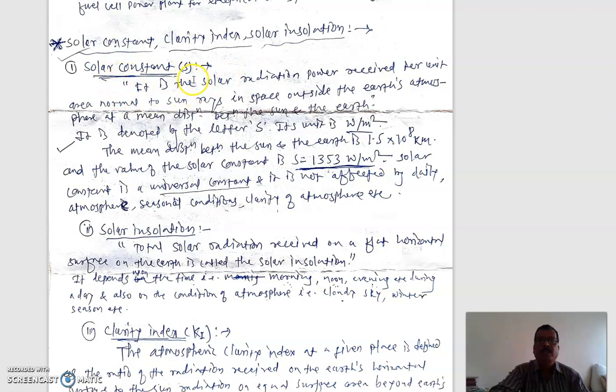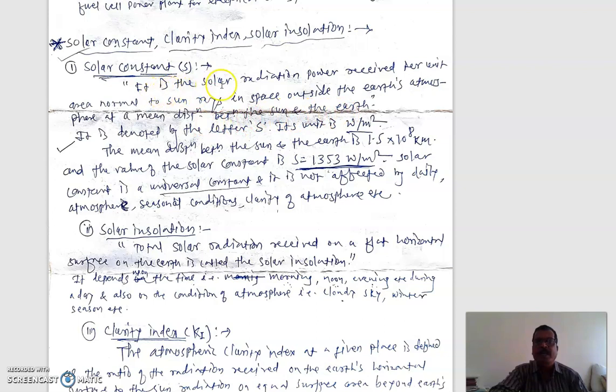Solar constant, which is denoted by the symbol Gsc. Solar constant is denoted by the symbol Gsc, and it can be defined as the solar radiation power received per unit area normal to the sun rays in space outside the Earth's atmosphere at a mean distance between the sun and the Earth.